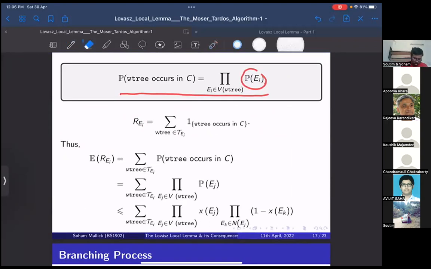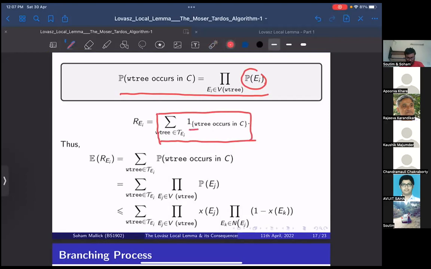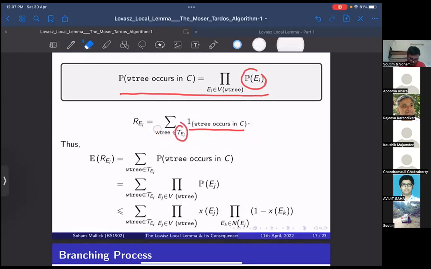To explain, the number of times E_i needs to be resampled is essentially equal to the number of times E_i occurs in the logbook, right? Because all the witness trees are different. So the number of times E_i occurs is essentially the number of times E_i has to be resampled. And the number of times E_i occurs in the logbook is essentially this: this particular witness tree occurs in C, and I sum up over all possible witness trees starting from E_i. That is my set, this one. So I have this expression.